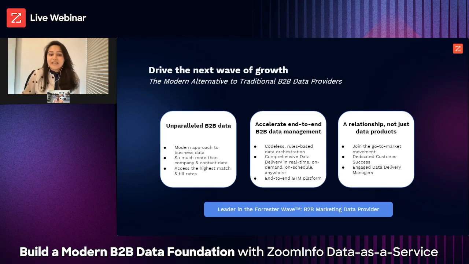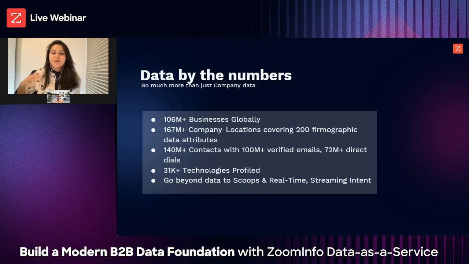Now, of course, I can say a couple of things, right? In terms of just data, we're unparalleled or unmatched, if you will. These are just some numbers I pulled up. Everything from 106 million businesses globally. And if you look at it at the location level, you're looking at 167 million companies or company locations, 200 firmographic data attributes. Of course, our contact data is well known, 140 million. And I'm sure this number has gone up from the last time I pulled it up. And also a lot of it is actually verified, right?